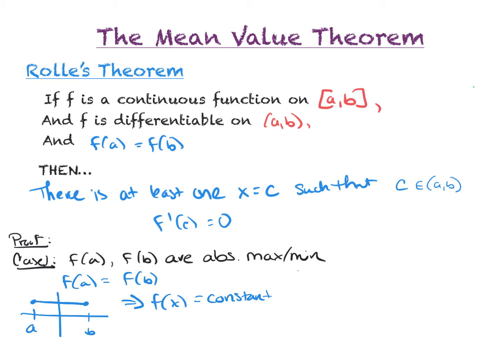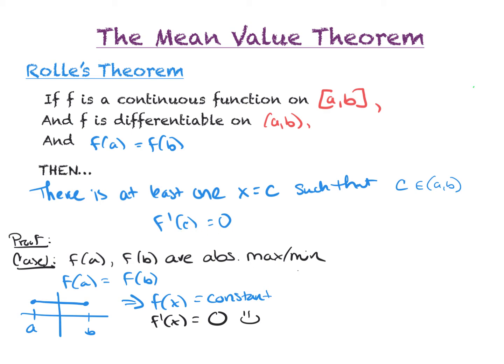But we all know how to take a derivative of a constant. The derivative of a constant would be 0. So if we have case one where the endpoints are our extreme values, our absolute min and absolute max, then the derivative of the entire function is 0. So certainly there's a bunch of c's in there where f prime of c is equal to 0.